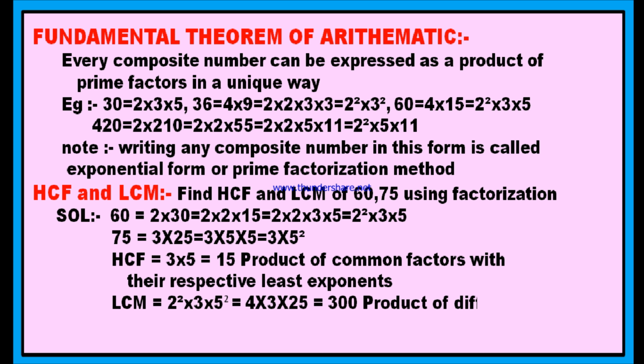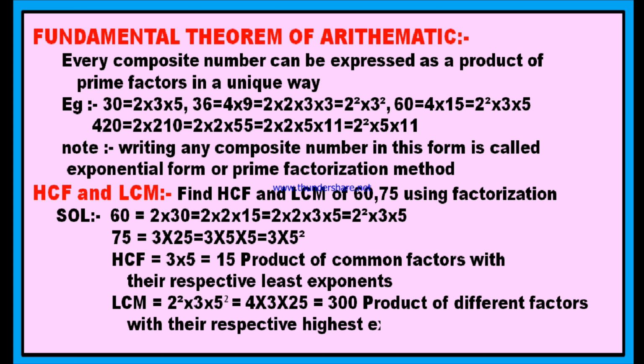Now let us find LCM. In finding LCM, we have to consider the product of different factors with their respective highest exponents. In the previous case, we took common factors and we took the least exponents. And in finding LCM, we have to take all different factors with their highest exponents. You see, here 2 is a factor, but here there is no 2. Even though there is no 2 in 75, you have to take this 2 square to find LCM.